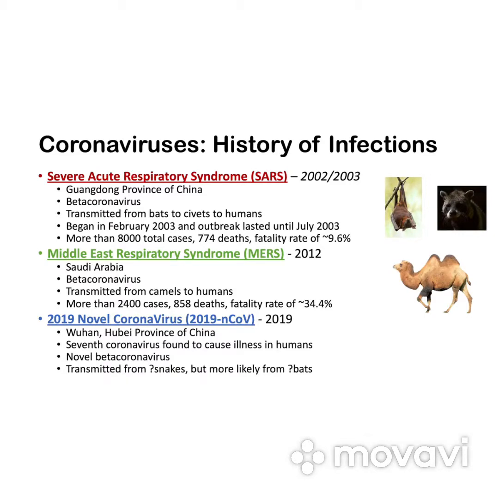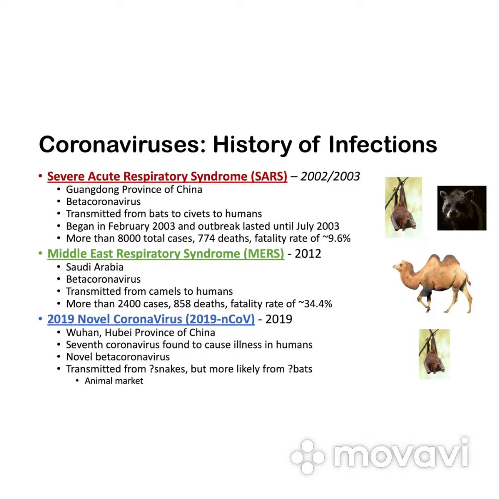And what seems to have taken place here is that right now we're not sure exactly how it was transmitted. There was some early evidence suggesting that it was transmitted from snakes to humans, but now some evidence is suggesting it's more likely that it came from bats. So there was an animal market in Wuhan that seemed to be the epicenter for this outbreak. And it is suggested that there was exposure to live and dead animals. And right now it is suggested it was bats that were the source of this coronavirus.